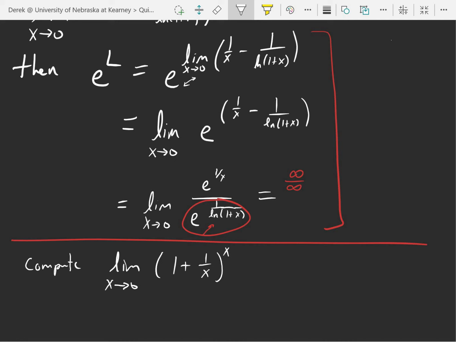Some of you might recognize this. This is one of our common limits. This is going to equal e to the x. Or sorry, e to the 0, because x is going to 0. So this is going to be 1. No, sorry, this should be.